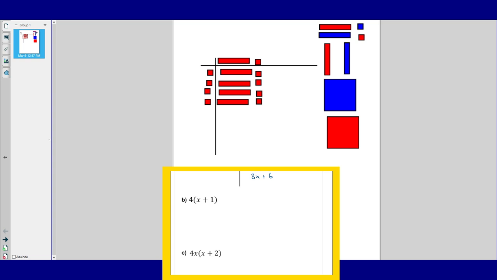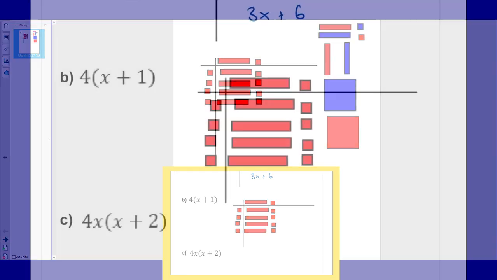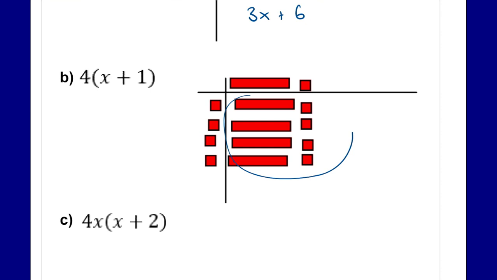The inside is going to be what our solution is. So if I go back and I look at my answer, or the inside, I add up all these tiles: 4x plus 4, which again we can see over here, 4x plus 4.